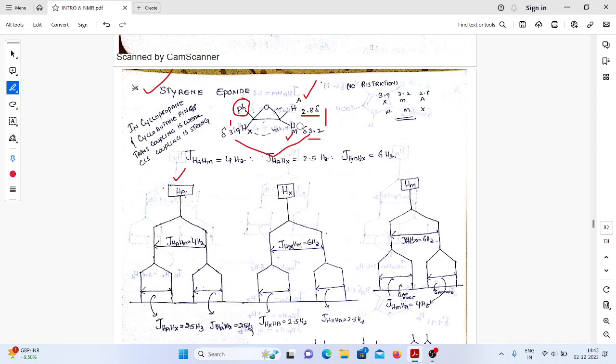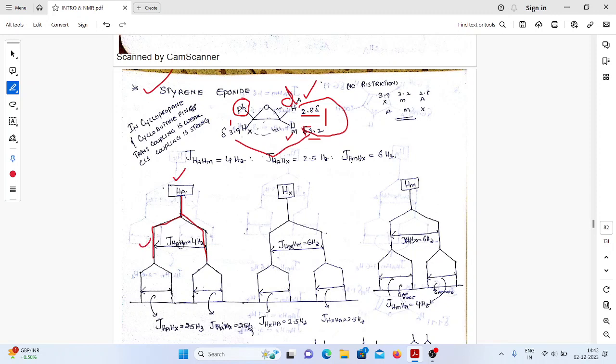Okay, according to the n plus 1 rule, here we are following the stepwise n plus 1 rule. In the first case, what we are observing is that the HA proton will couple with the HM proton. According to the n plus 1 rule, 1 plus 1, so two lines we will get. So the HA is going to get a doublet because of the HM. That is the representation: the HA is coupling with the HM to produce a doublet.